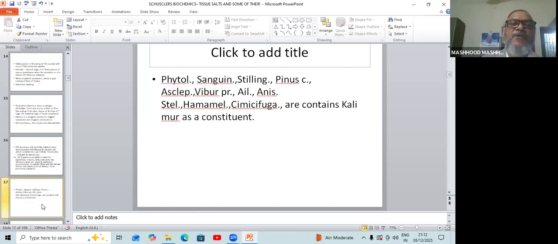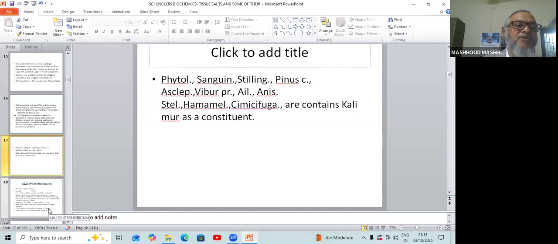Phytolacca, Sanguinaria, Stillingia, Pinus canadensis, Asclepias, Viburnum opulus, then Ailanthus, Illicium anisatum, Hamamelis, Cimicifuga contain kali mur as a constituent. These are the homeopathic medicines that contain this kali mur as a constituent.